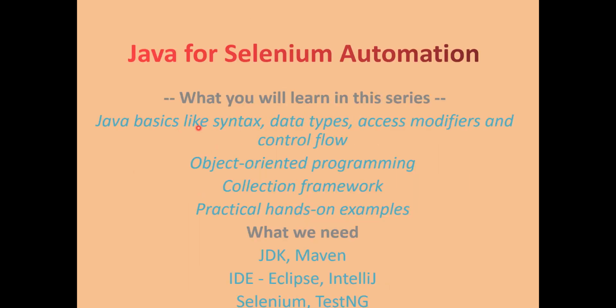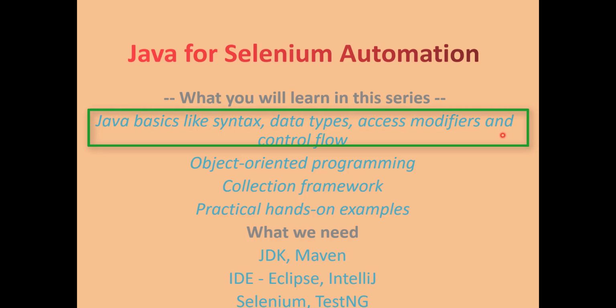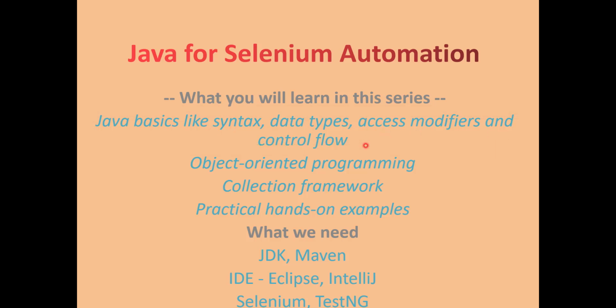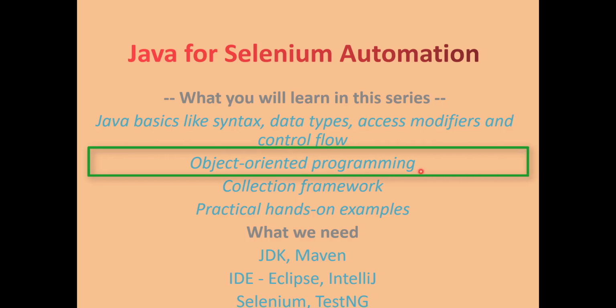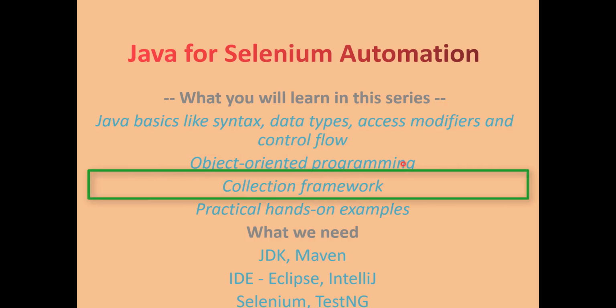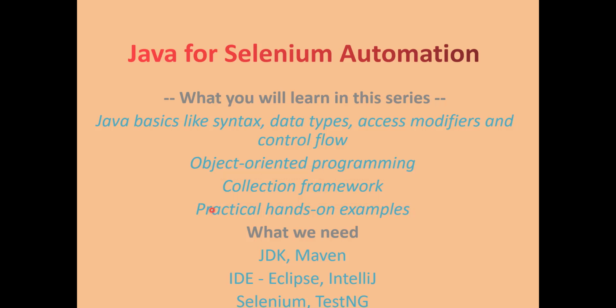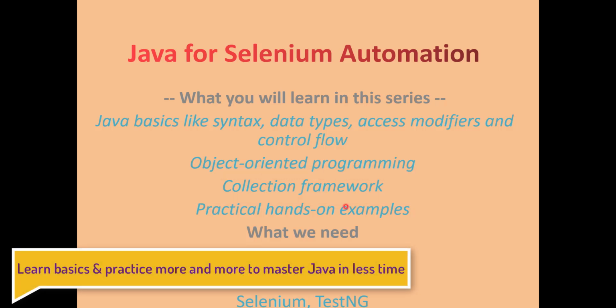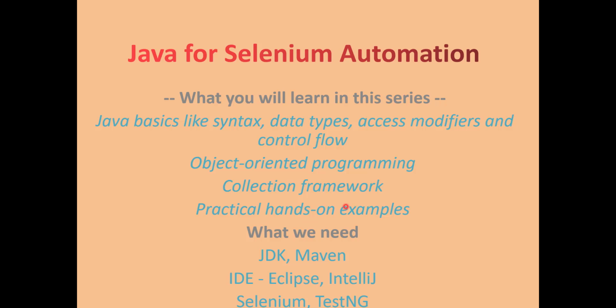We will start with the Java basics like syntax, data types, access modifiers and control flows. Then we will move to object-oriented programming concepts, including inheritance, encapsulation, polymorphism, abstraction. This will help you to create reusable and modular code. Then we will move to collections, which is very essential and very important for creating a robust automation testing framework. Not only the theoretical part, we are going to learn all these things with practical examples. All these practical examples on Java and Selenium will definitely help you in your real-time projects and in the interviews as well.